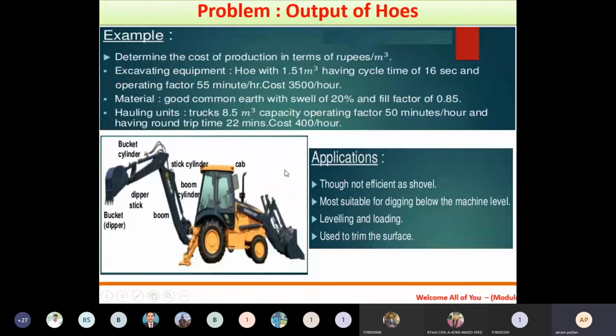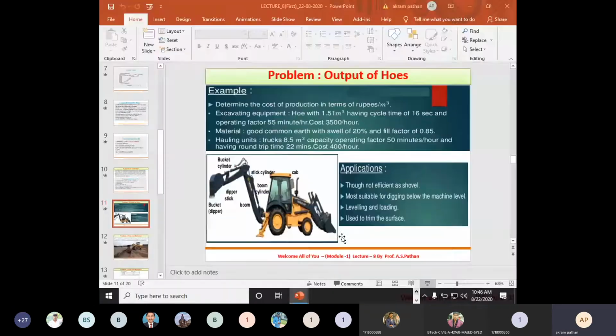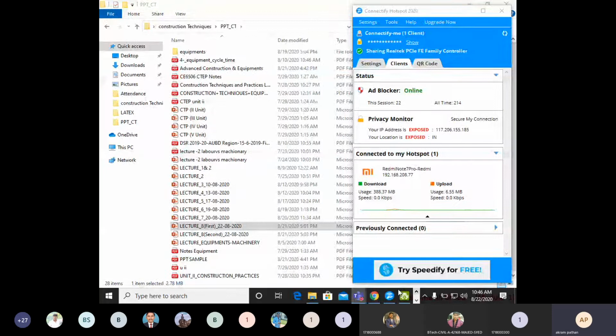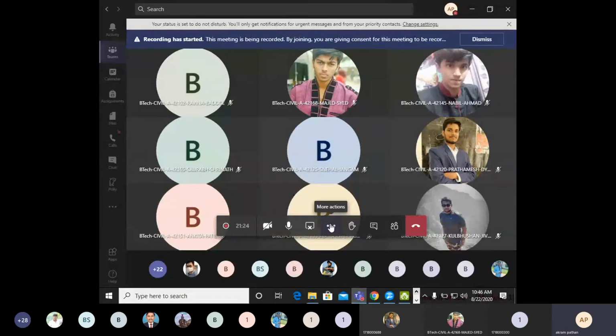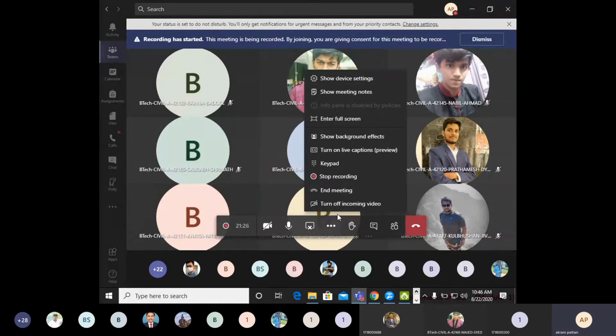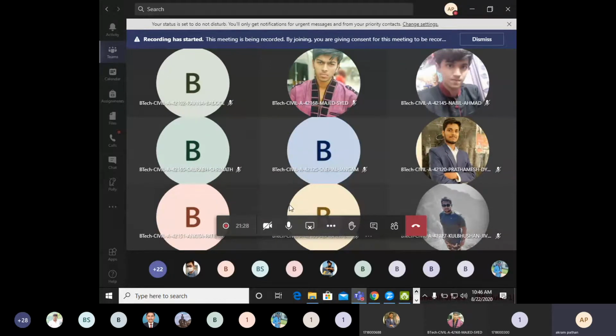Then one thing I would like to check at this particular point. So is the recording started or not? Let me check this. Yes, the recording is started.